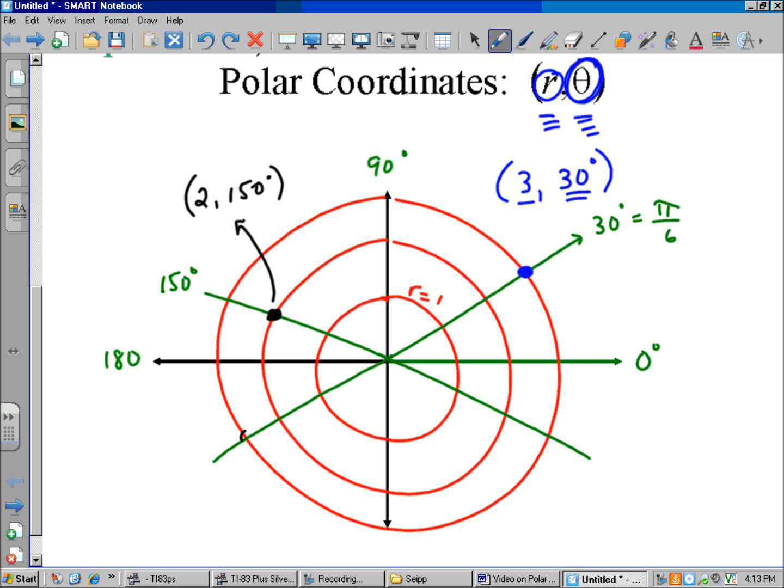What about this point down here? All right. Well, what about this point right here? What would this point right here be? This would be an r value of 3 and 180 degrees, or pi if we were in radians.